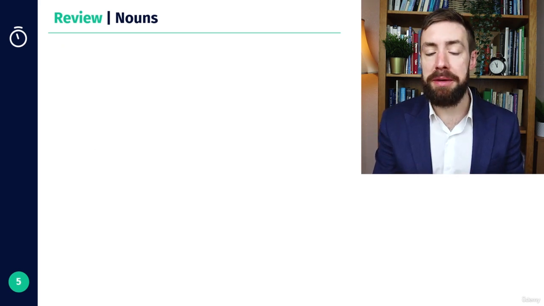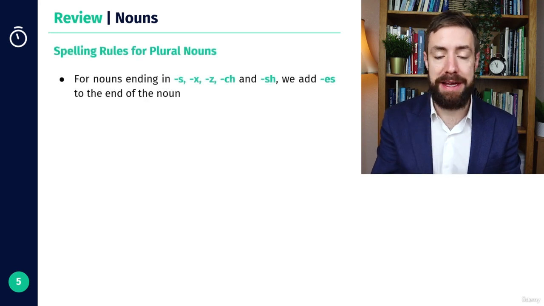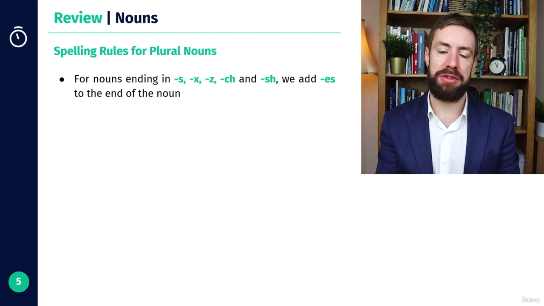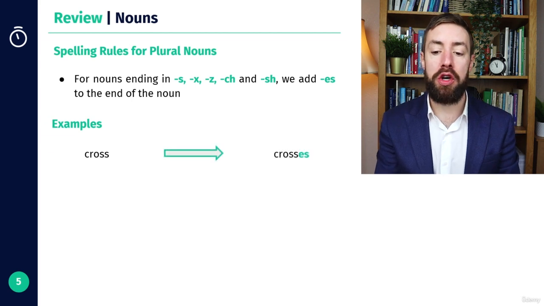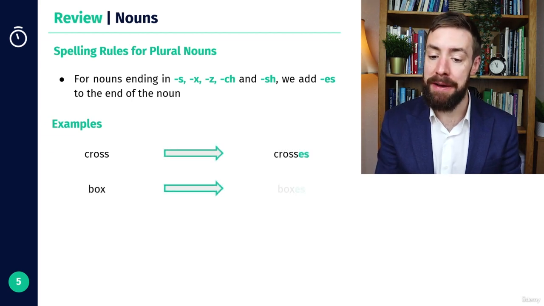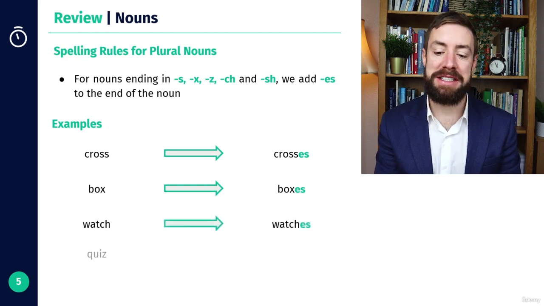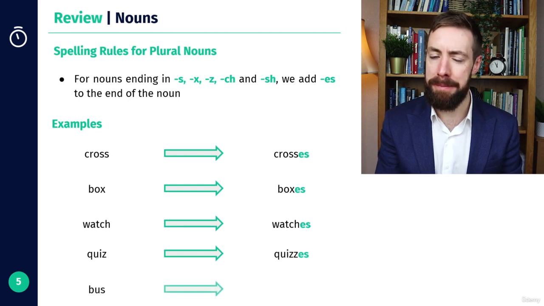But of course, there are some exceptions or differences to that rule. So for example, if the word ends in S or X, Z, CH, or SH, we're going to add the ES rather than S. So let's take a look at some common examples there. Cross becomes crosses, box becomes boxes with ES, watch becomes watches, quiz becomes quizzes, and bus becomes buses.